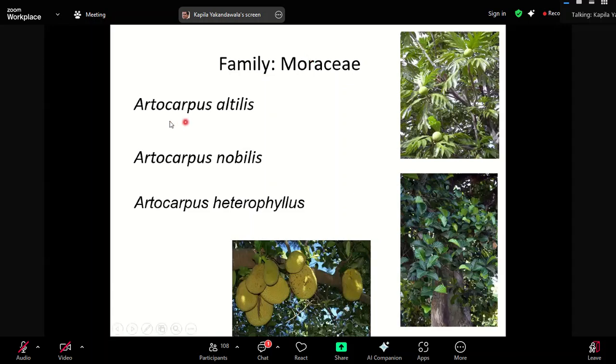We have 3 species out of the large number of species; these 3 species are given here. Artocarpus altilis is breadfruit, Artocarpus nobilis is Valdale, Artocarpus heterophyllus is the jackfruit. So all 3 plants belong to the genus Artocarpus, but they are 3 different species because if you look at leaf shapes, they are different. Fruit size, different. Fruit shape, different, right? So there are certain differences. So we put them into 3 species, but all 3 belong to the same genus because they share a lot of common characters.